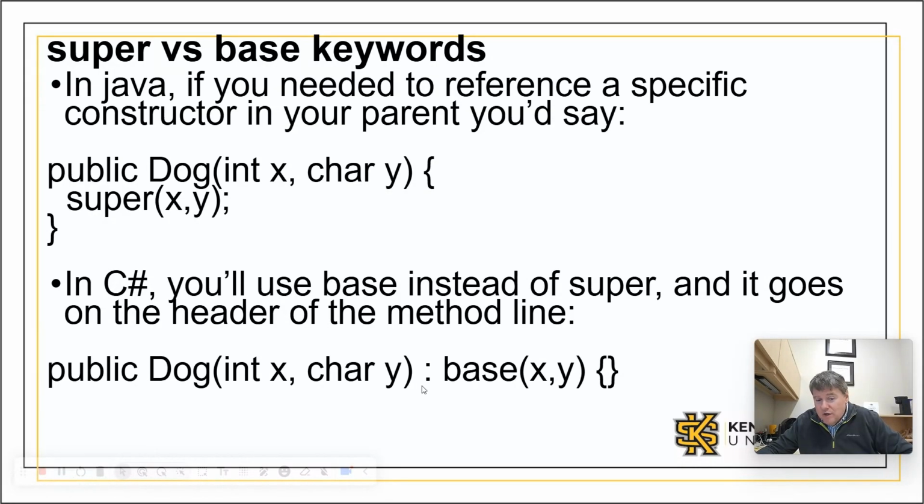It takes in an X and a Y, and the first thing it does is call the parent's constructor and pass it X and Y. And then after that, if there's any code in these curly braces, you do that next. But the base goes right here on the header line after a colon, which is also used for the inheritance thing, but that's in a class, not in a method. They really like colons in C sharp.